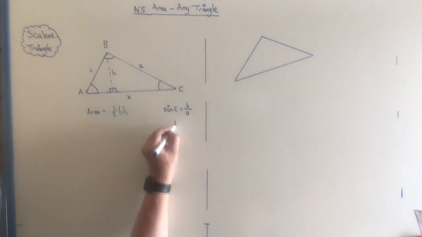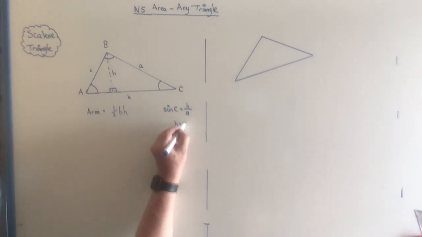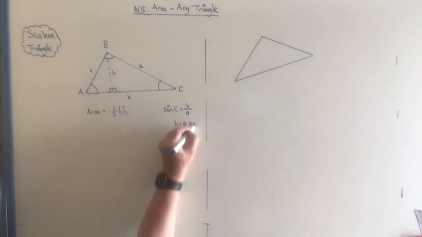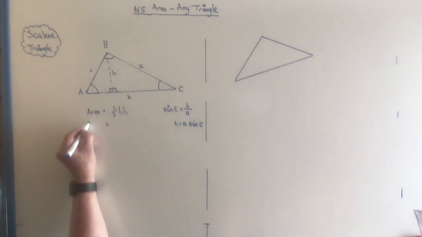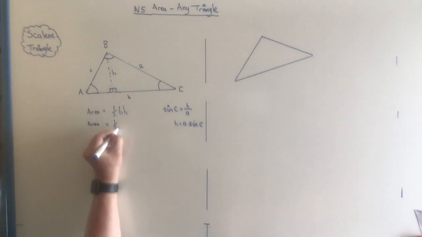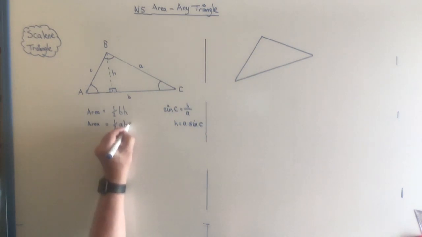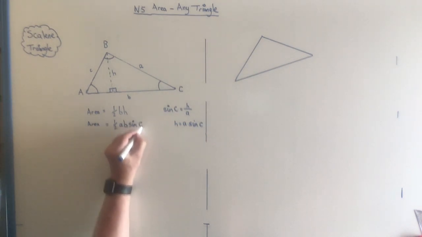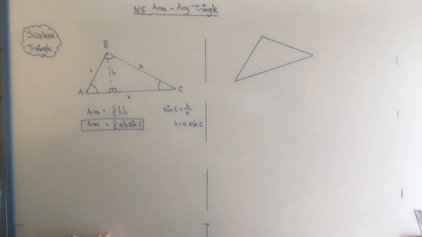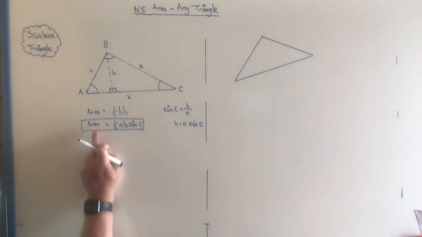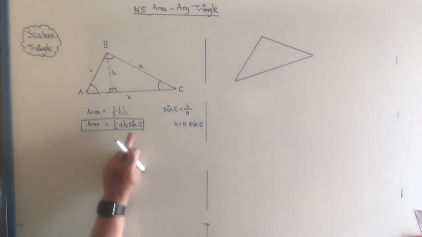If we rearrange that, then we get h is equal to a sine C. And plugging that into the formula from National 4, it gives us a half ab sine C. And this is the formula that you're given at National 5. Okay, so if you look at any National 5 past paper, you'll see that formula, and that says the area of any triangle is equal to half ab sine C.